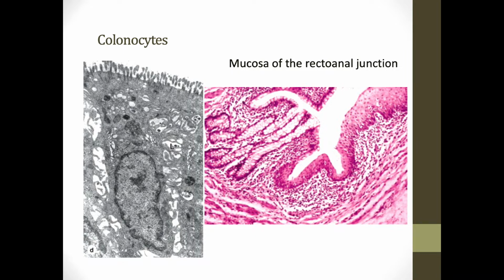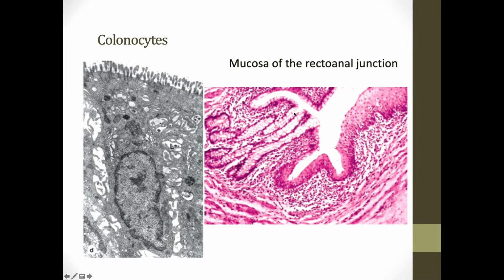Then starts the simple columnar epithelium. In the stomach, it's simple columnar epithelium. In the small and large intestines, simple columnar epithelium. Only the final part of the large intestine, the anal canal, is again stratified squamous epithelium, and keratinized cells also appear. Here you can see the mucosa of the recto-anal junction, and this is really a transitional zone.